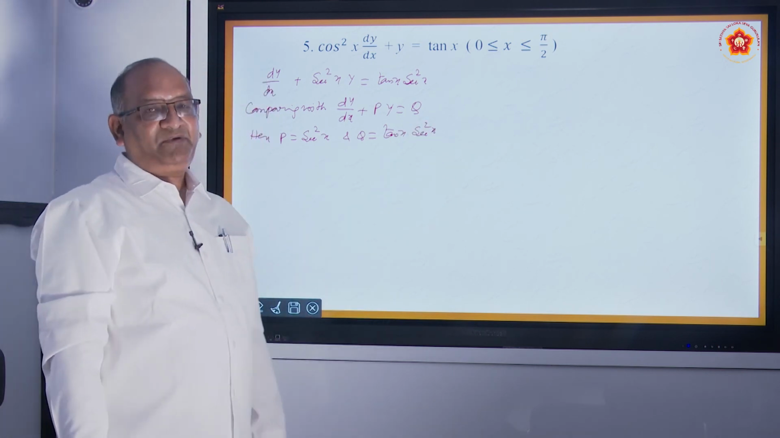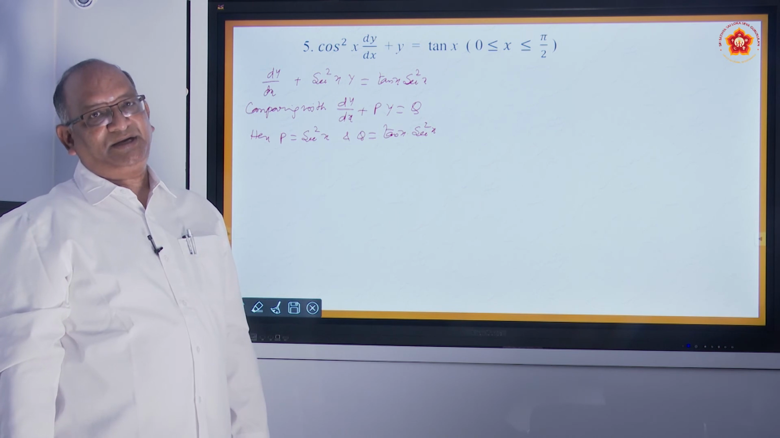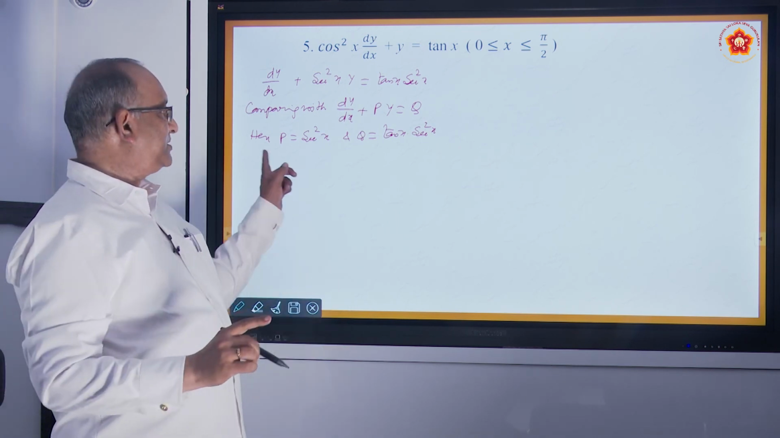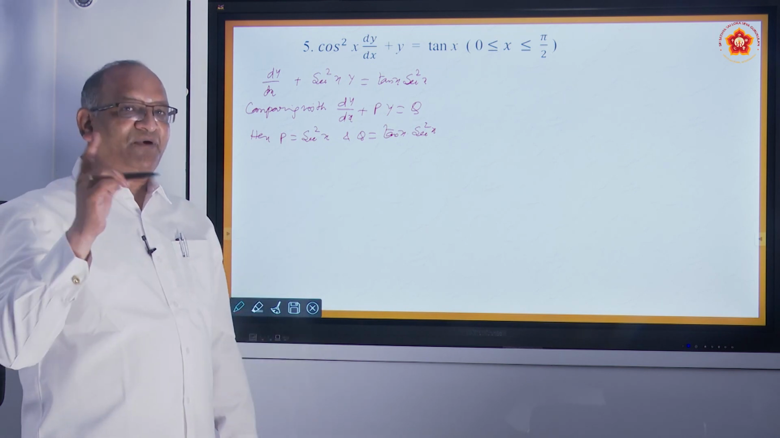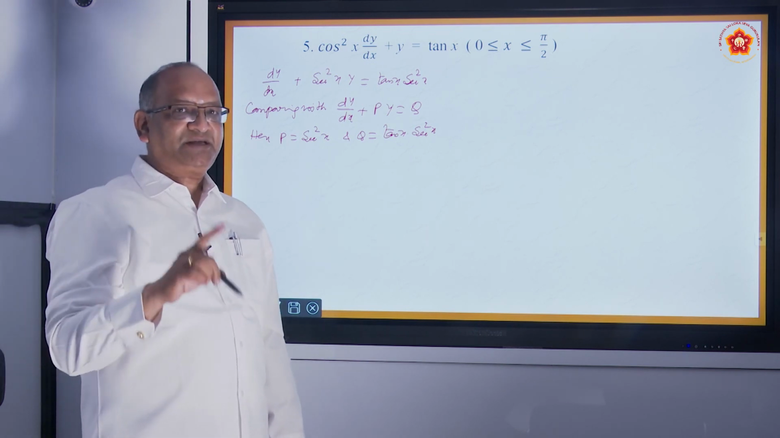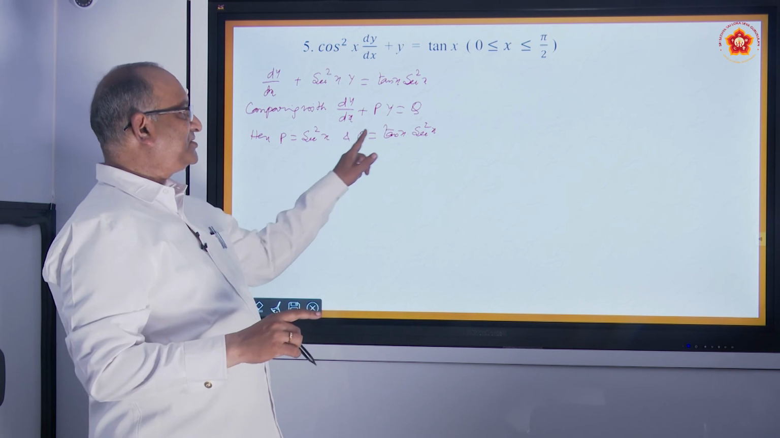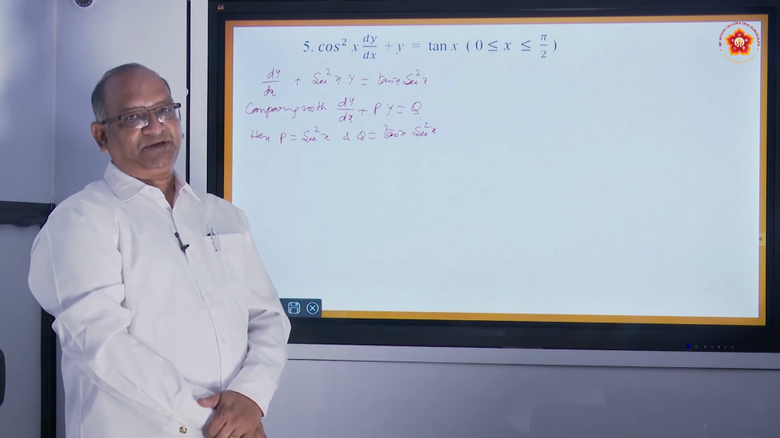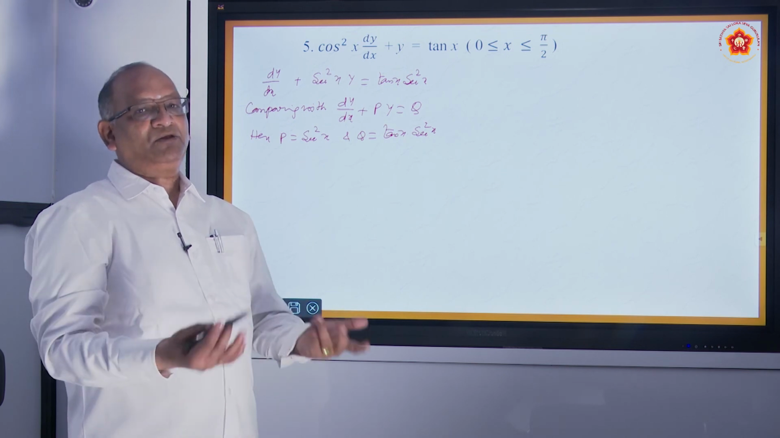Is it a linear equation? What is the condition? P and Q should be either constants. Are they constants? No. Or they should be functions of x. Are they functions of x? Yes. This is also a function of x. This is also a function of x. So it is a linear equation. If it is a linear equation, follow the procedure.